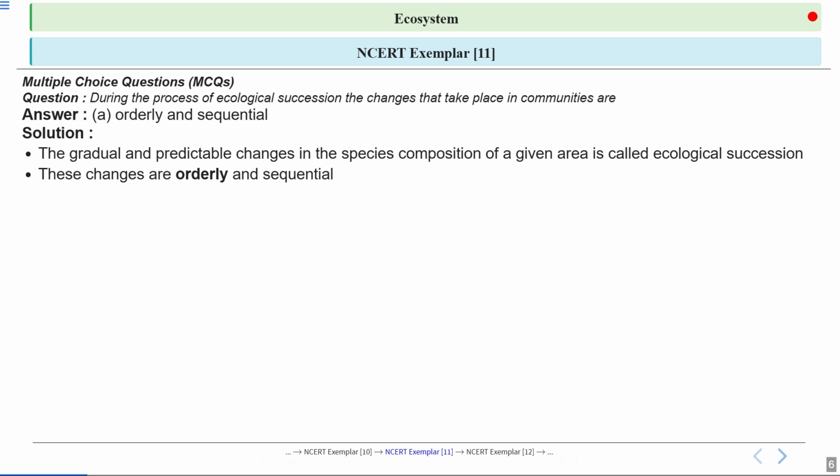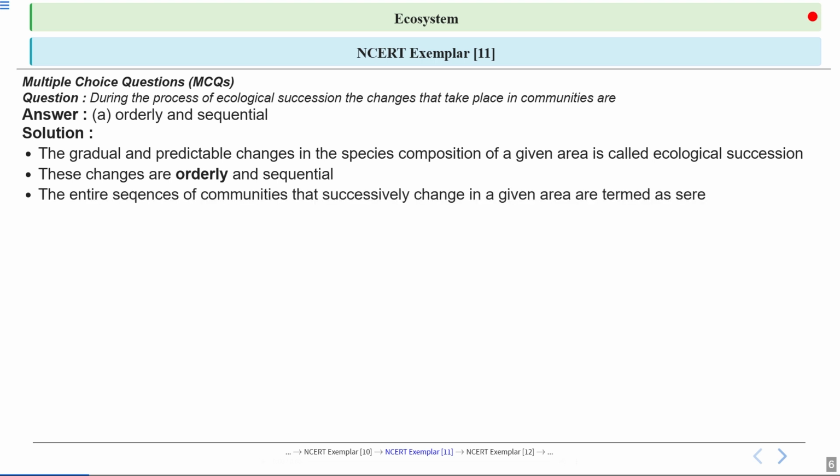These changes are orderly and sequential. This is important because it highlights that succession follows a specific pattern. Orderly and sequential means the ecological succession is following a specific pattern rather than happening randomly. Each stage sets the stage for the next, creating a predictable sequence. The term sere refers to the entire sequence of communities that change over time in a given area.